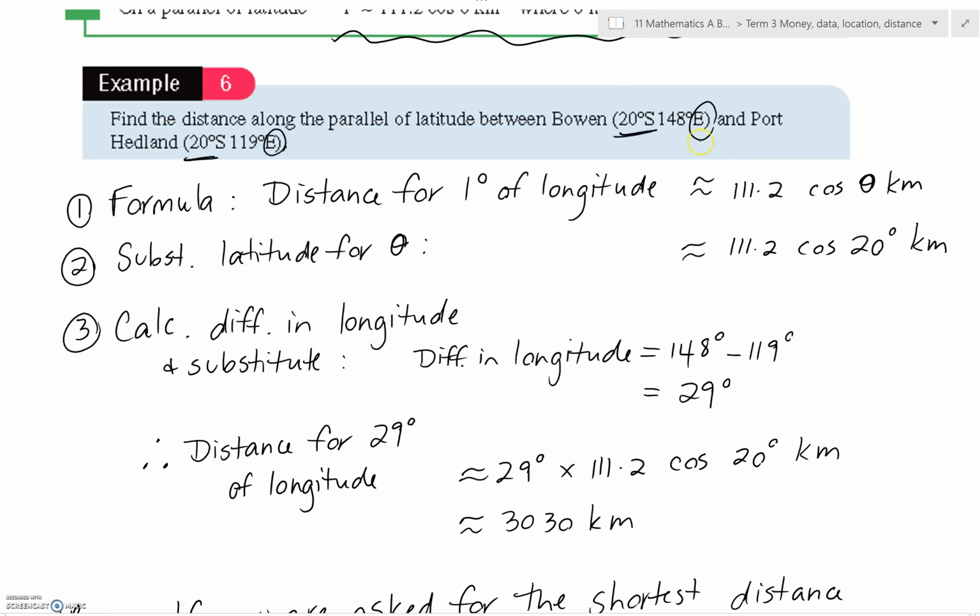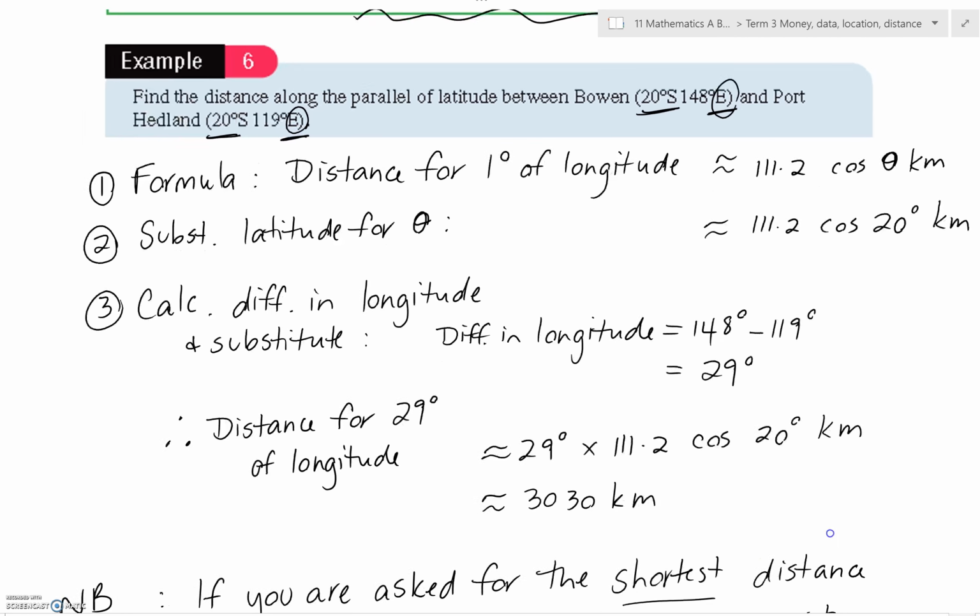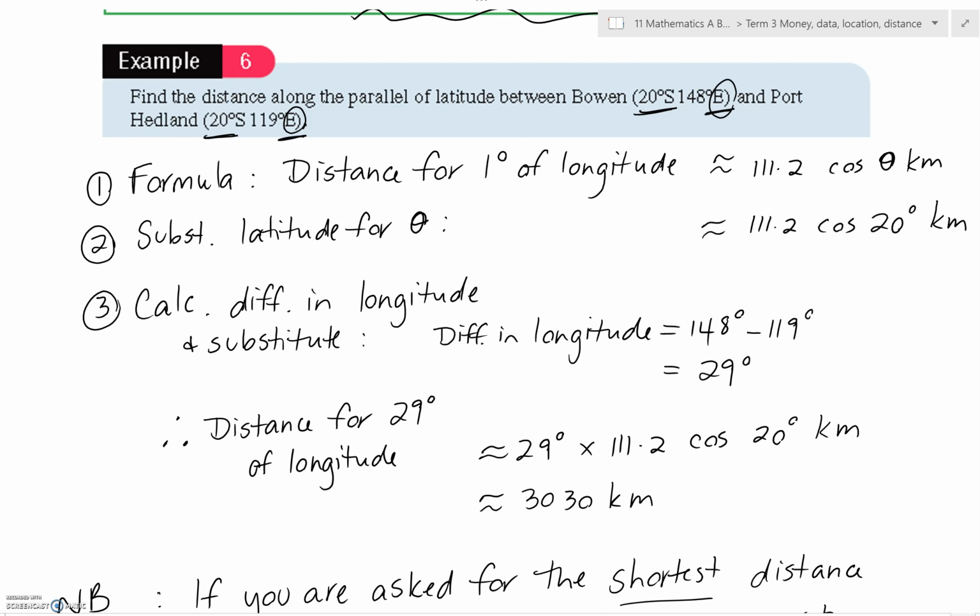Now I don't need to add them together because they're in the same direction. They're on the same side of the prime meridian. So just like it was, if the latitude was different, north and south, we would need to add them together. Exactly the same thing works for longitude, except it would be either side of the prime meridian. But because they're the same direction, we just subtract.